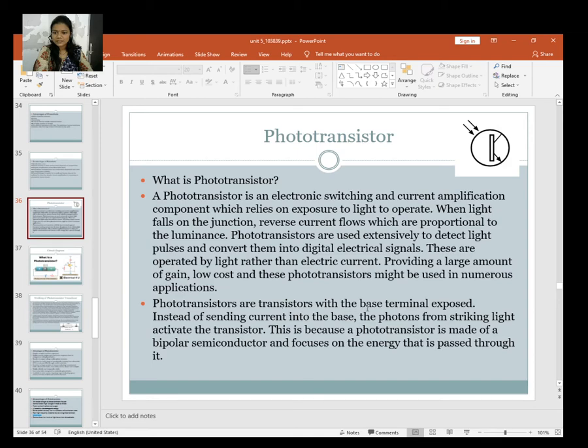Phototransistors are transistors with the base terminal exposed. Instead of sending current into the base, the photons from striking light activate the transistor. This is because the phototransistor is made up of a bipolar semiconductor and focuses on the energy that is passed through it. As we saw before, a transistor has three terminals: base, emitter and collector. A transistor operates when there is a current to the base terminal, but in a phototransistor, instead of sending current into the base, the photons from striking light activate the transistor.